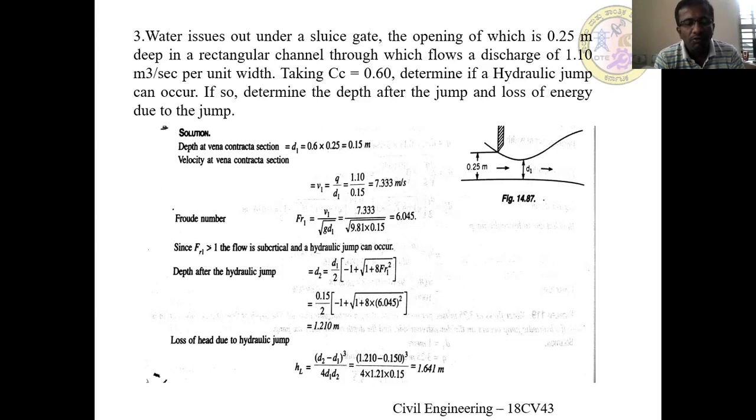So D2 equals D1 by 2 into minus 1 plus square root of 1 plus 8 F1 square. We know the F1 value and we know D1; substituting, we get 1.210, which is the value of D2 or Y2. Loss of head due to the hydraulic jump is (D2 minus D1) whole cube by 4 D1 D2. We know D1 and D2; substituting, we get the loss of head due to the hydraulic jump as 1.641 meter.